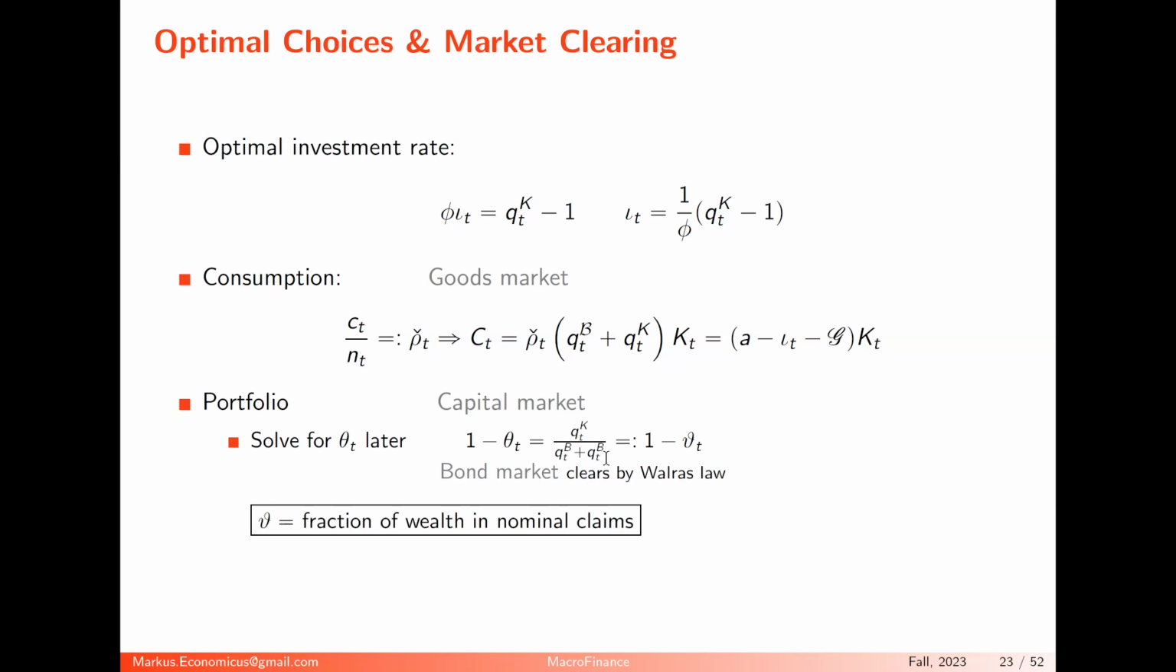Okay. And the bond market clears by Walras' law. Okay. And this I defined earlier. I called this QB divided by QK plus QB varTheta, and that's just 1 minus varTheta. So everybody chooses a portfolio. So I put a fraction theta in the bonds and fraction 1 minus theta in the physical capital. And that fraction of his wealth has to be equal to the total wealth in the economy in physical capital, QK times K, divided by the total net worth, total wealth in the whole economy. Okay. And remember, this was our definition of this varTheta.